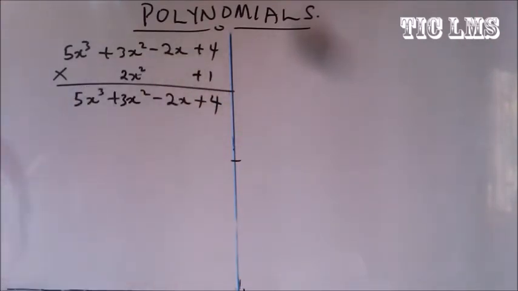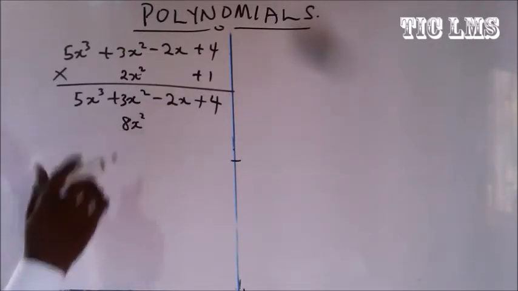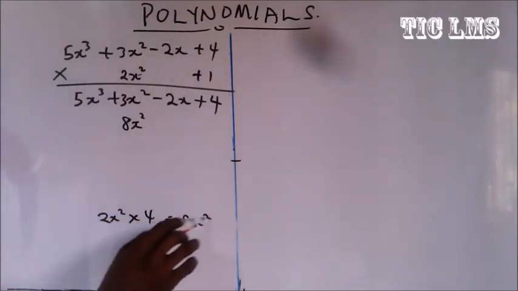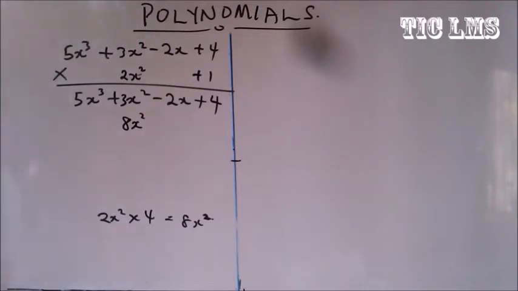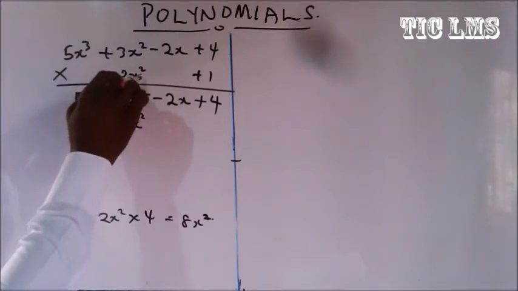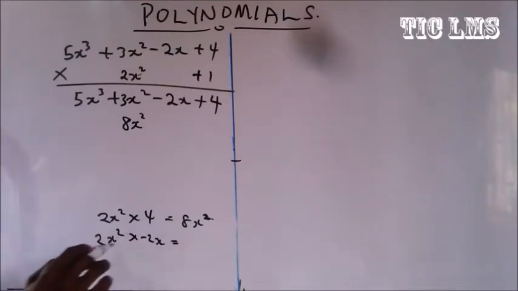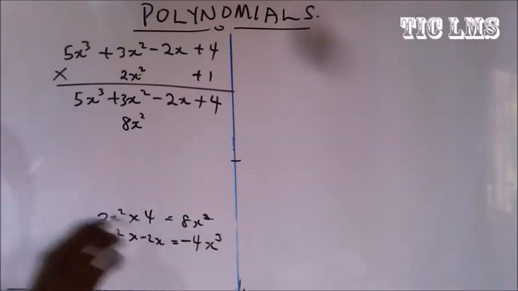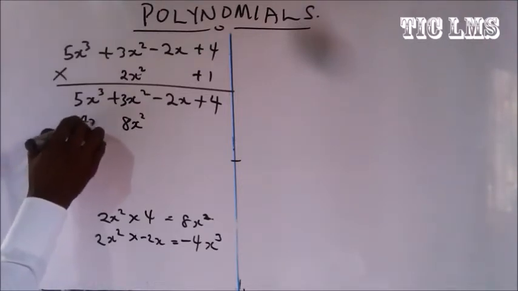2 times 4 is 8. So we have 8x squared. We are writing it here because we have 2x squared times 4. That is 8x squared. We have the variable x squared, and so the x squared needs to be written directly under the variable x squared. Next, 2x squared times minus 2x. That will give us minus 2 times 2, that's 4x to the power of 3 because we have 2 plus 1. And so we have it written here: minus 4x raised by 3.